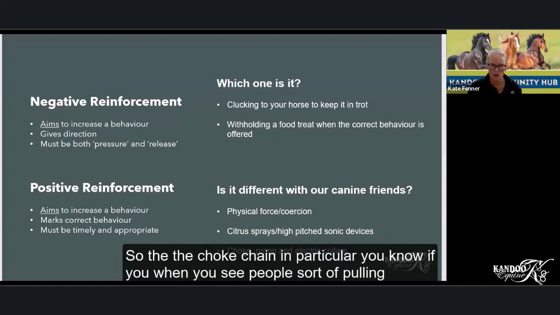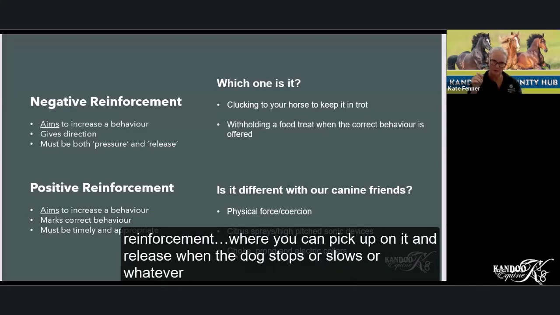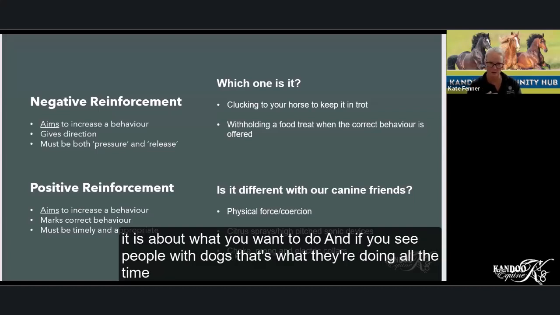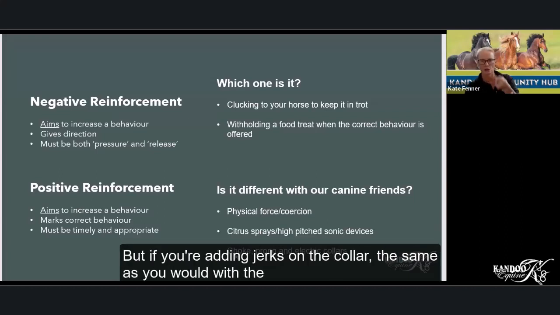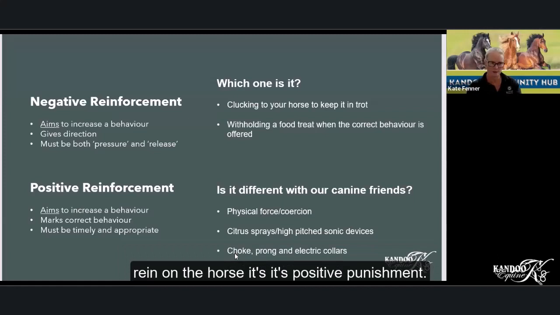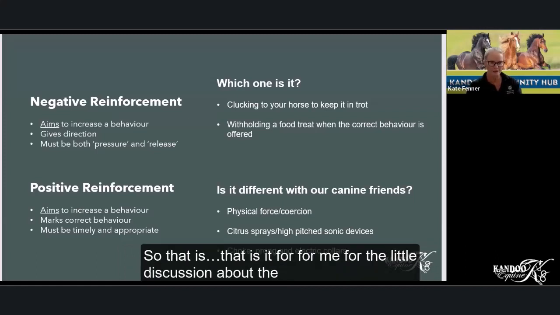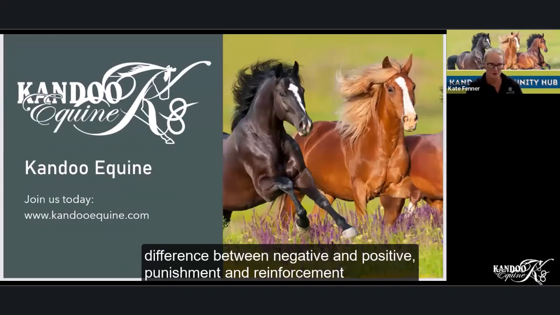And the choke chains and electric collars, again, they're adding something to decrease the behavior. With the choke chain in particular, if you see people pulling quickly on it, whereas you can use just a collar and lead as negative reinforcement, where you can pick up on it and release when the dog stops or slows or whatever it is you want. If you see people with dogs, that's what they're doing all the time. They're using negative reinforcement when the dog is on the lead. But if you're adding jerks on the collar, the same as you would with the rein with the horse, it's positive punishment.